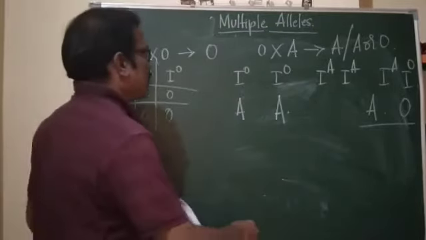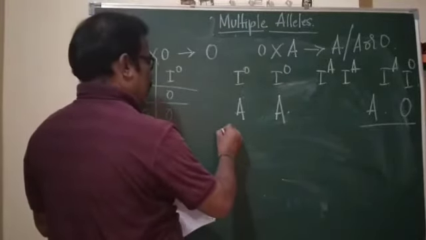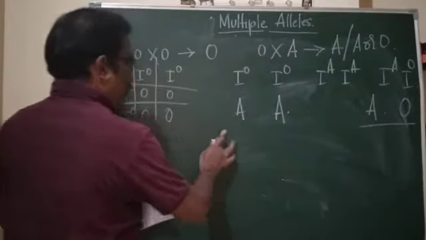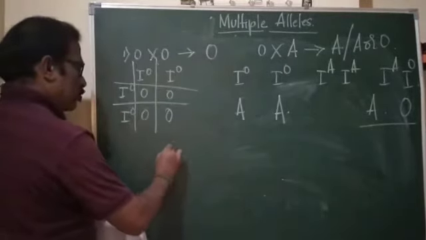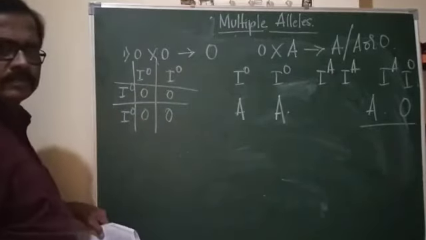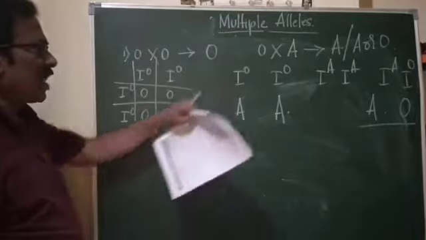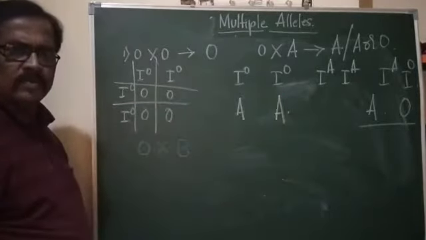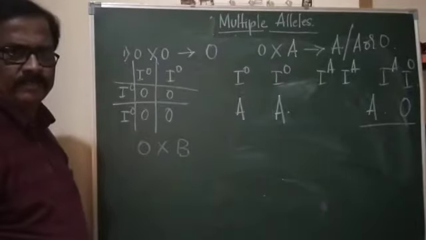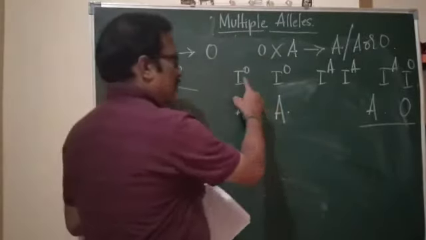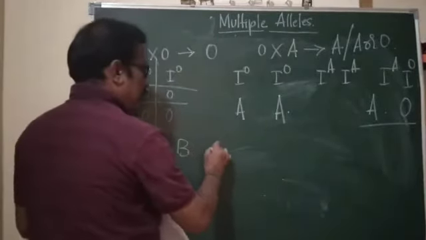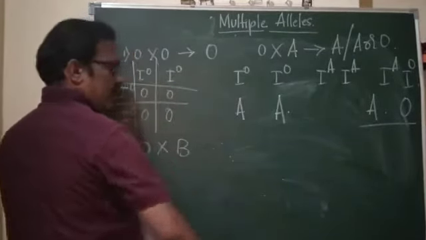And like that, another example we're going to consider. One of the parents' blood group is O, another parent's blood group is B. O is homozygous, I raised to O, I raised to O. B can be homozygous as well as heterozygous. Like this, if it is homozygous for B, then the blood group is B only.